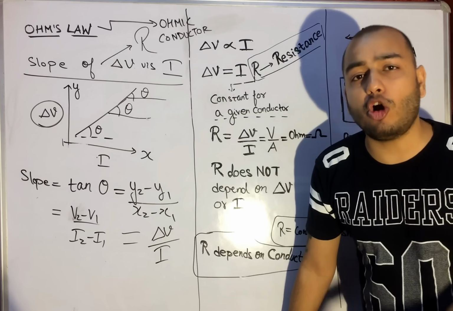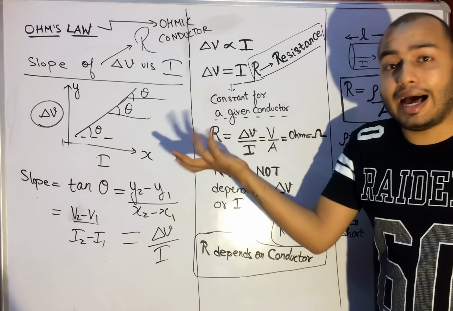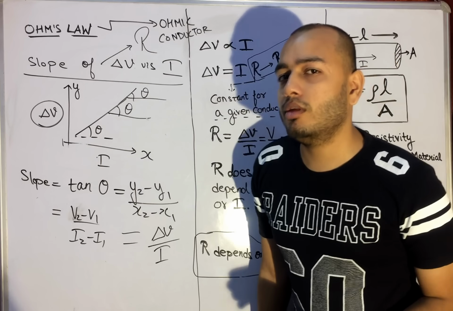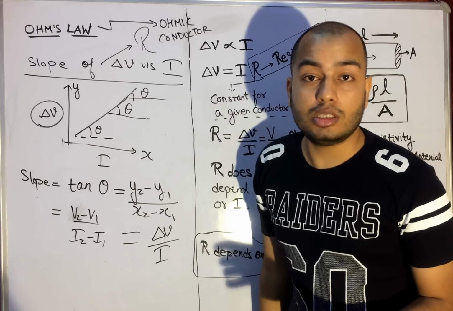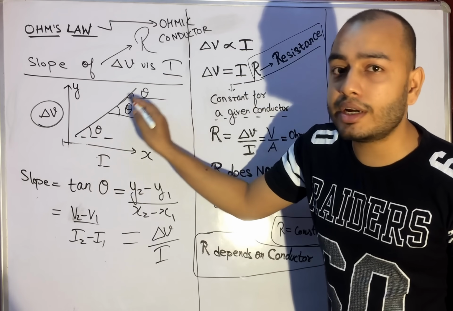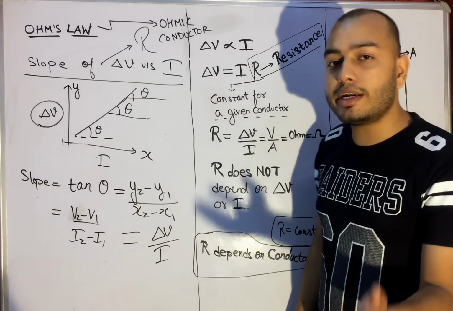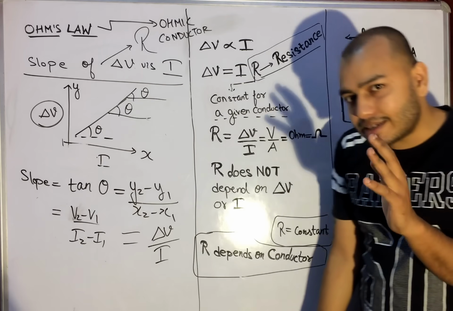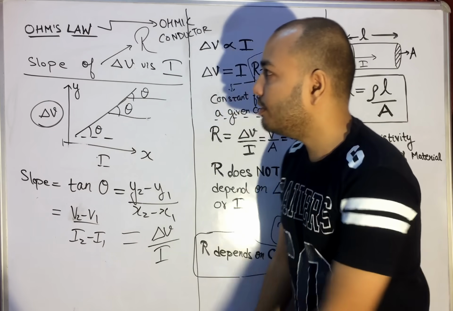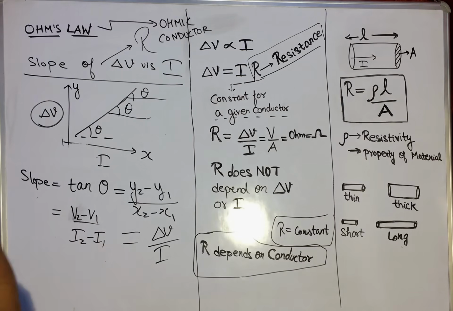What is an ohmic conductor? Copper is nearly an ohmic conductor. Conductors which obey Ohm's law are ohmic conductors, like copper, like silver, like most metal wires. But silicon is a non-ohmic conductor. Its delta V versus I graph is not a straight line. The slope of the line does not remain the same. Water is not an ohmic conductor. So every conductor is not ohmic. Ohm's law is valid only for ohmic conductors. So this graph is true for ohmic conductors. Resistance is constant for an ohmic conductor. So this was about Ohm's law and resistance.